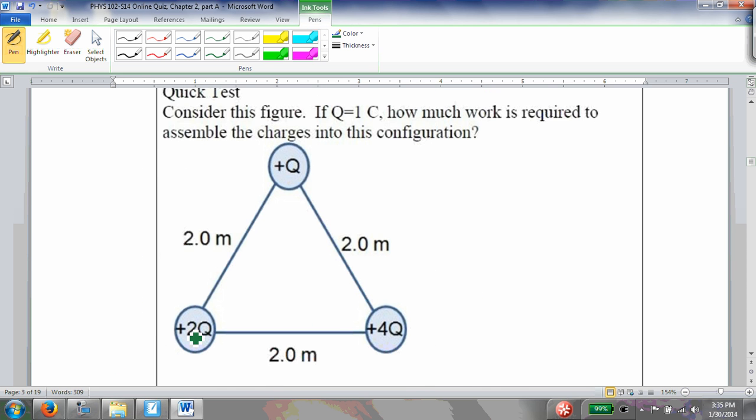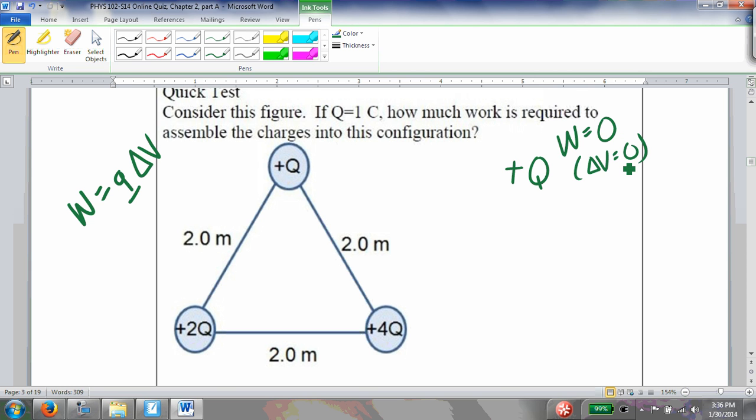All right, how much work is required to assemble the charges into this configuration if Q is equal to 1 coulomb? Okay, so for each of these, I'm just going to bring a charge into place, and I'm going to remind you that the work is equal to Q times the change in potential. You want to bring each charge into place and ask yourself how much work was done. So I'm going to first bring this charge plus Q, and I'm going to place it there. Now I'm imagining that there are no other charges, so it doesn't require any force to move a charge around where there are no other charges. So my work here is equal to 0 because my change in potential is equal to 0.